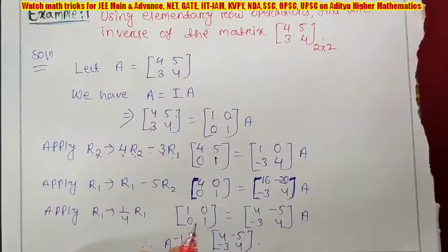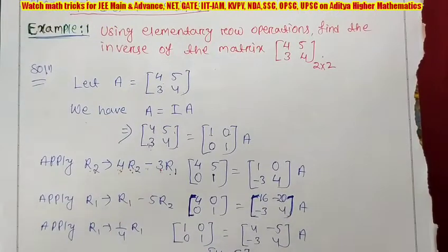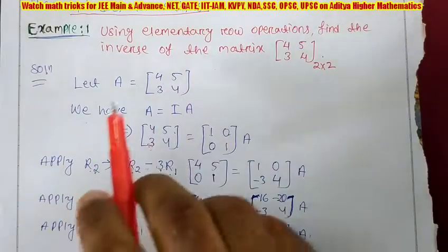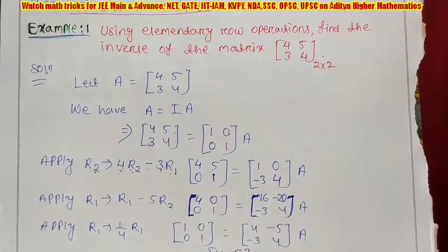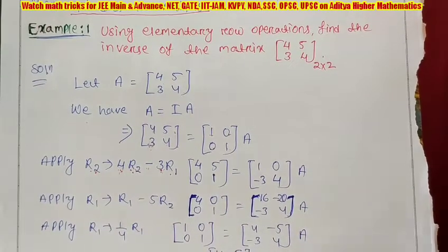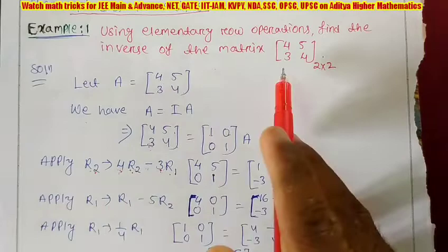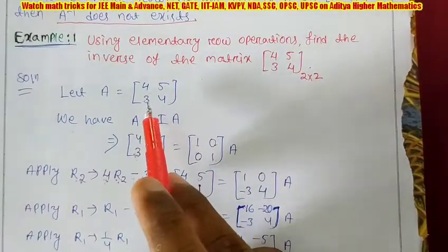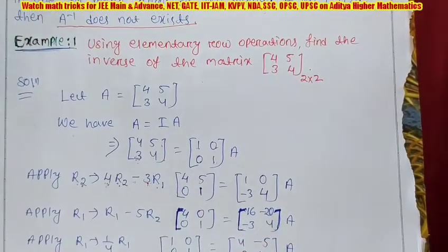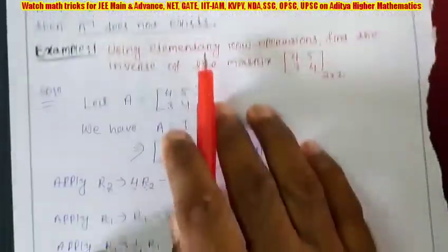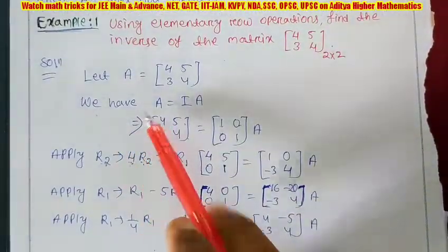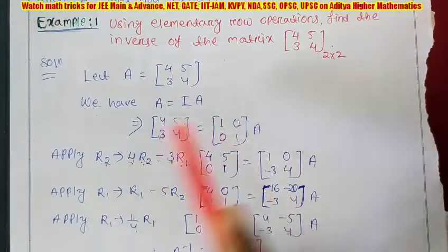Now we will solve some questions using elementary row operations. Here, using elementary row operations, you have to find the inverse of a matrix. The inverse of [4, 5; 3, 4] is asked. It is a 2 by 2 matrix. Whatever question is given, you take it as a matrix A. Then, as I told you, you write A equal to IA for elementary row operations.